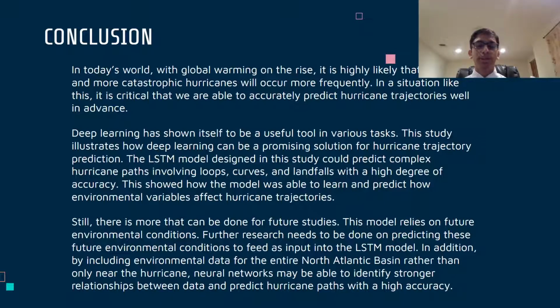Still, there's more that can be done for future studies. This model relies on future environmental conditions, so somehow predicting the future environmental conditions and inputting this for the LSTM's future time steps can be a magnificent achievement. In addition, by including environmental data on the entire North Atlantic Basin rather than just near the hurricane, this can help the model identify stronger relationships between the data and predict hurricane paths with a higher degree of accuracy.